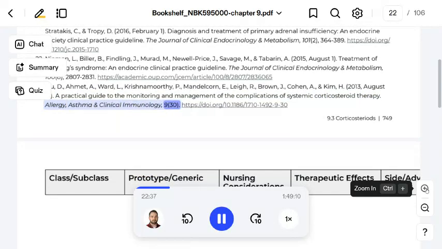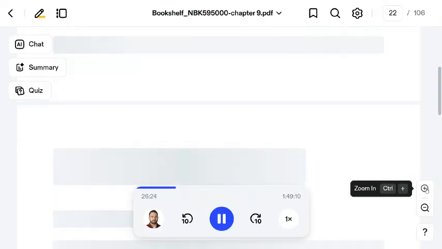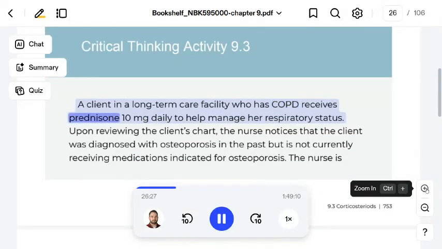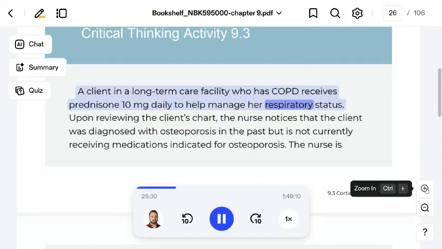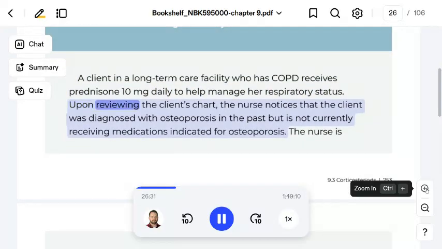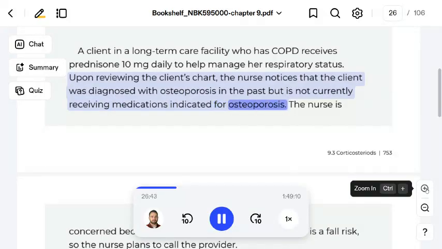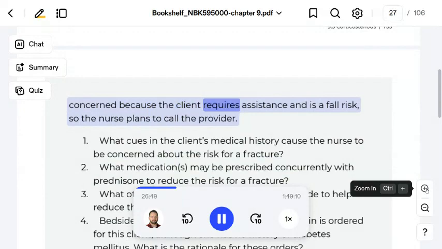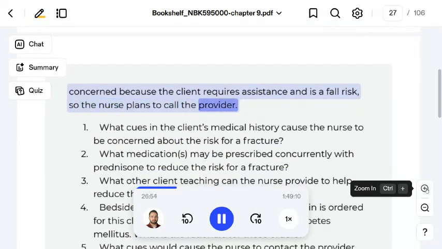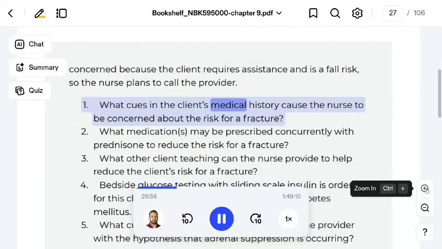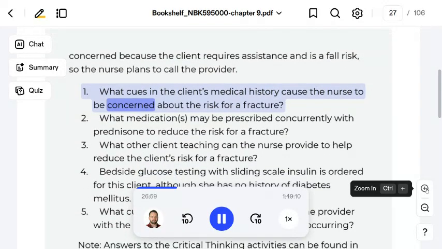9. A client in a long-term care facility who has COPD receives prednisone 10 mg daily to help manage her respiratory status. Upon reviewing the client's chart, the nurse notices that the client was diagnosed with osteoporosis in the past but is not currently receiving medications indicated for osteoporosis. The nurse is concerned because the client requires assistance and is a fall risk, so the nurse plans to call the provider. 1. What cues in the client's medical history cause the nurse to be concerned about the risk for a fracture?